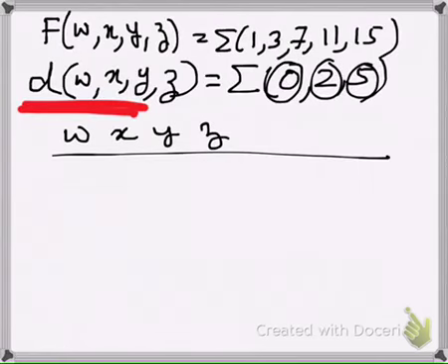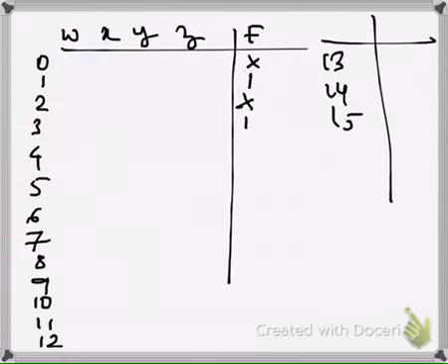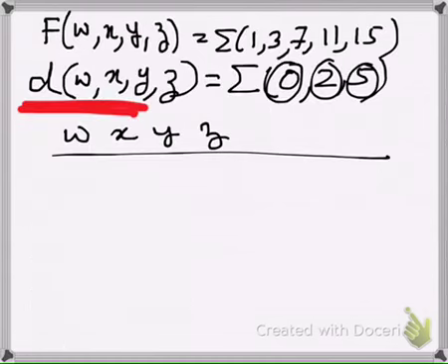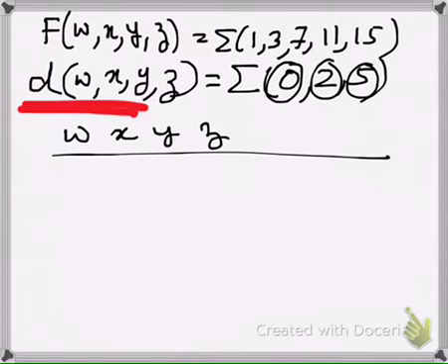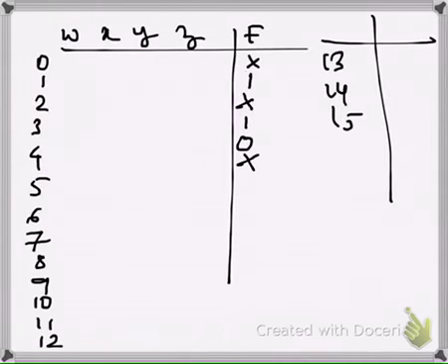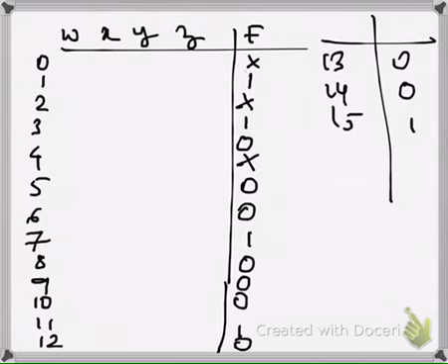4 is neither here in F nor in D, so its value will be 0. 5 is again a don't care. Then the ones we have are 7, 11 and 15. So 7 is a 1, 11 is a 1, 15 is a 1, and don't cares we already have 3, and the rest 6, 8, 9, 10, 12, 13, 14, these are all zeros.